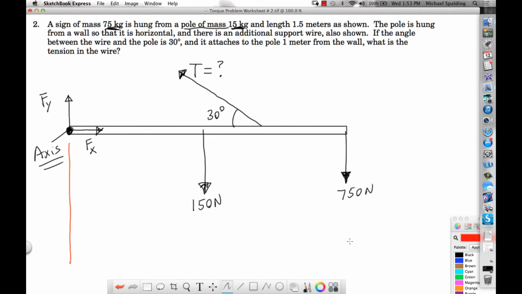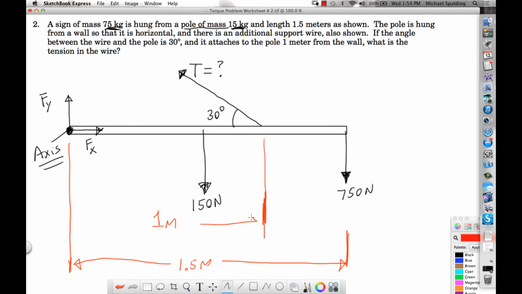So they tell us in the problem the length of the pole is 1.5 meters. So 1.5 meters, that's the length of the whole pole, like that. They also tell us the rope, which is right there, is 1 meter. So this distance there is 1. And then how about the distance to the middle, to right here? 0.75. This would be 0.75 meters to the middle. Okay? And we always measure distances from the axis.